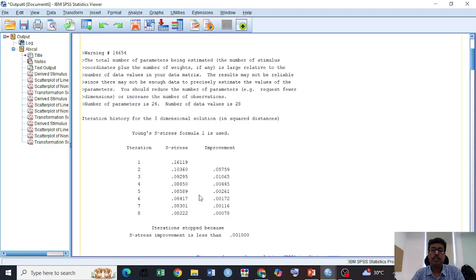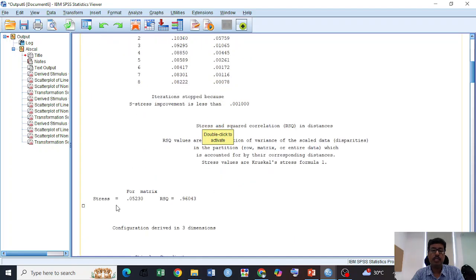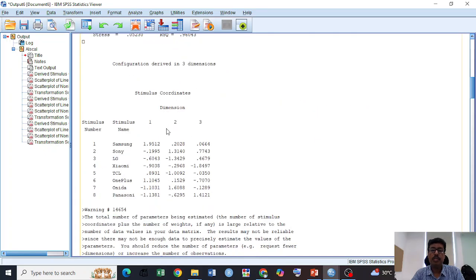Yes, now this is the stress for the 3-dimension solution. It is showing the 3-dimension solution, iteration 8 completed, it achieved 0.001. But the most important thing is the stress value. This is a badness factor, a bad factor, so it should be lower than 10%. What you see here is 0.052, and the R square factor is 0.96, meaning 96% explanation is done in this 3-dimension solution. When I go to the coordinates, you can see the coordinates, which will be used to plot the 3-dimensional plots.